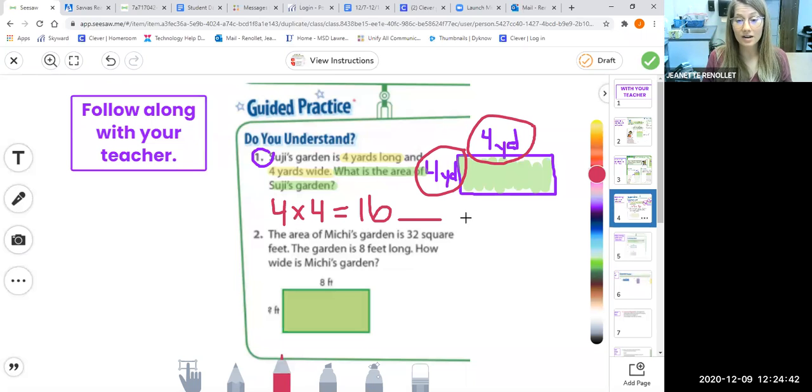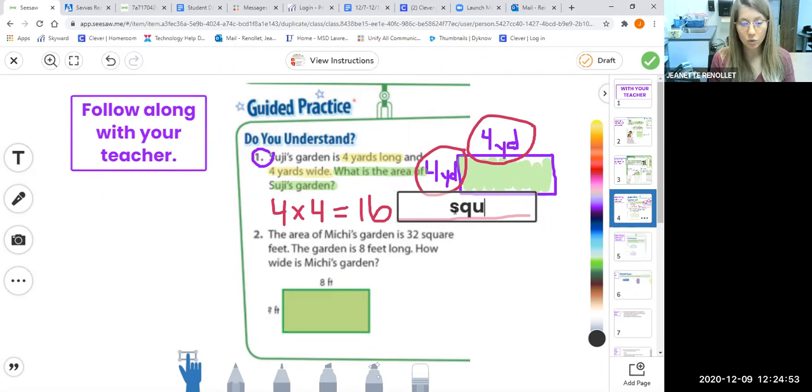So 16 what? I need to write square units. I'm going to type it right here. 16 square units. My problem told me I was measuring in yards. Yards is my unit. So 16 square yards. I have just done number 1 to complete Suji's garden. Her garden is 16 square yards.